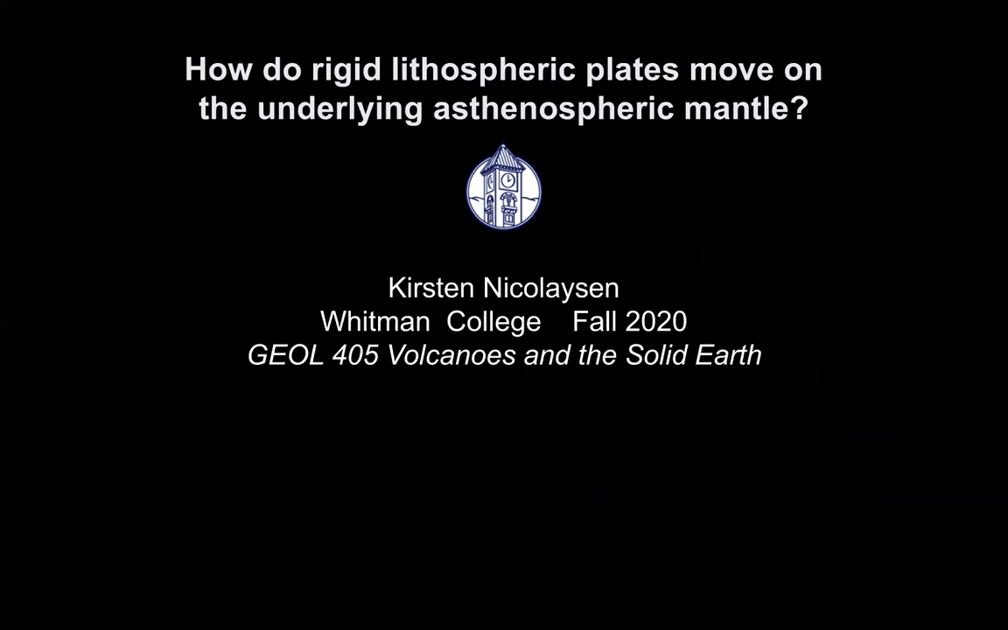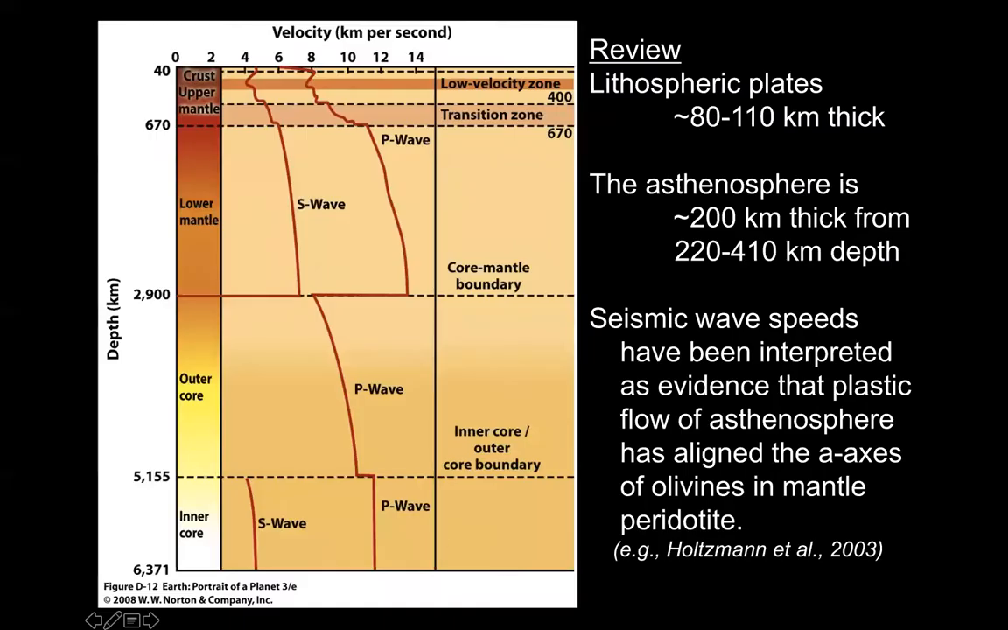And we're going to be discussing this question: how do rigid lithospheric plates move on the underlying asthenospheric mantle? And this movement is going to cause us to look directly at the presence of what's called the low velocity zone. Okay, so we've looked at this image before. That is from the textbook Earth, Portrait of a Planet by Stephen Marshak.